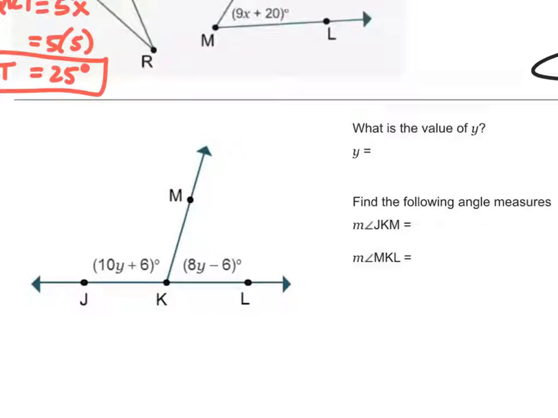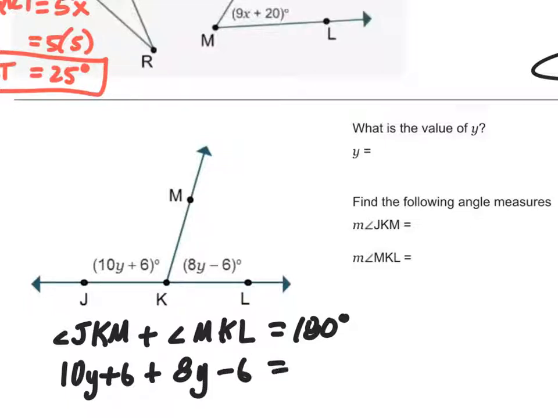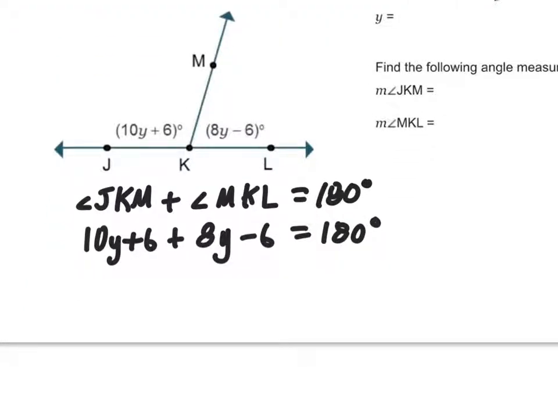So let's do this. I know that angle JKM plus angle MKL is equal to 180 degrees. Now, JKM has an expression of 10y plus 6. MKL is 8y minus 6, and that's equal to 180 degrees. Now I have set up an equation based off of this picture, and I'm going to solve for y. Guys, this is what I need you to be able to do. We've got to set up equations. We've got to get good at it.